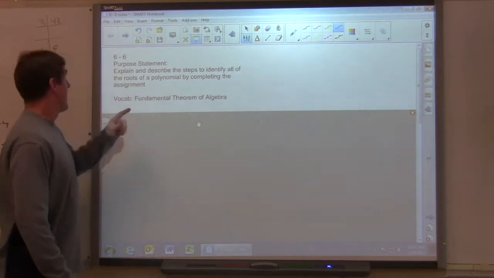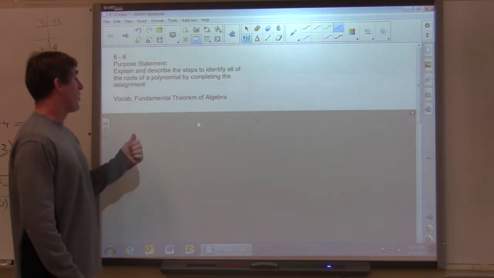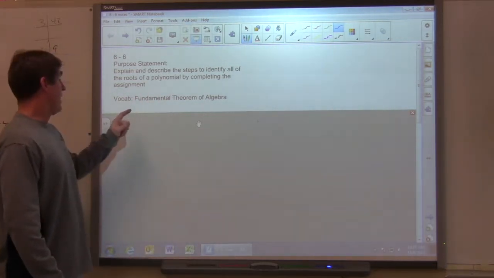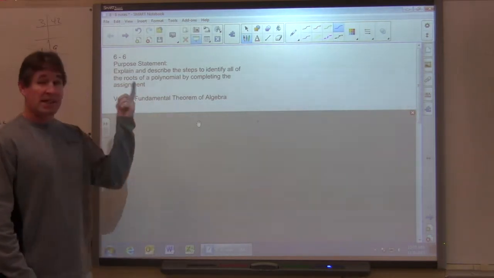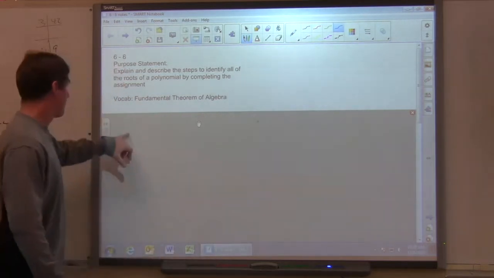Our purpose statement for today is explain and describe the steps to identify all the roots of the polynomial by completing the assignment that you're going to have today. And our new vocab is the fundamental theorem of algebra. So this is section 6.6, and we're going to kind of just combine everything we've done so far.